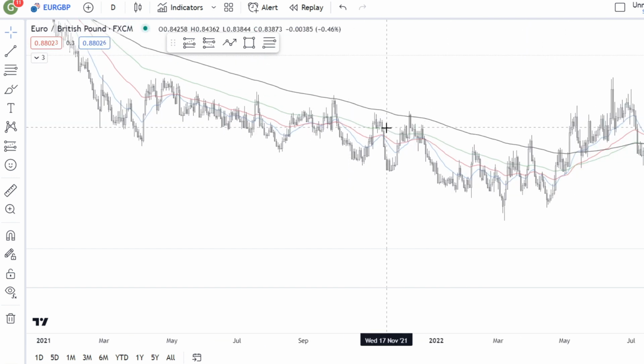So as you can see, it really is important to have these moving averages on your chart to see when the price will respect a certain area.